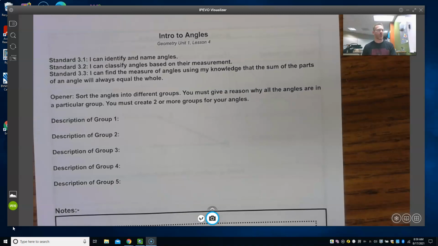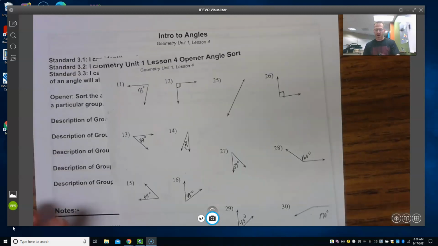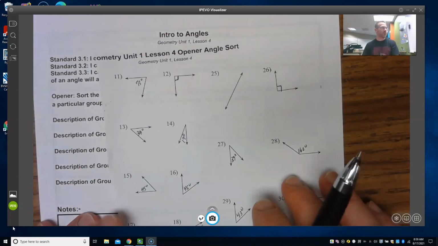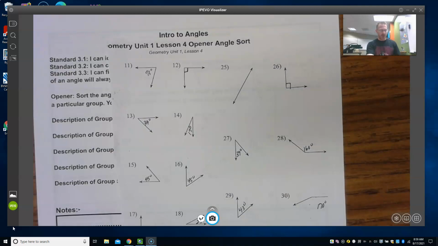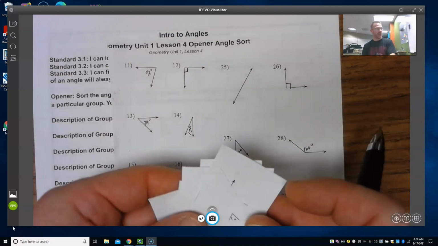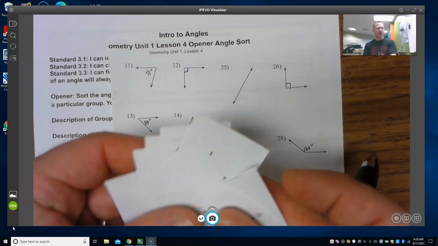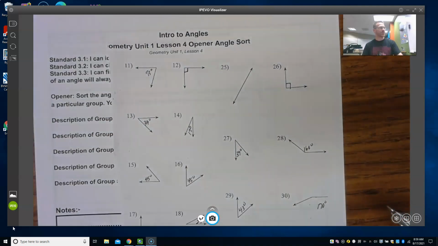All right, so here's what I want you to do for the opener. If you look in your notes, you should have a sheet, and I've already started cutting them up here. It should say Geometry Unit 1, Lesson 4, Opener Angle Sort, and you can see that I've already started cutting up the angles right here. They are all numbered. If you don't have scissors or don't want to cut them out, that's fine.